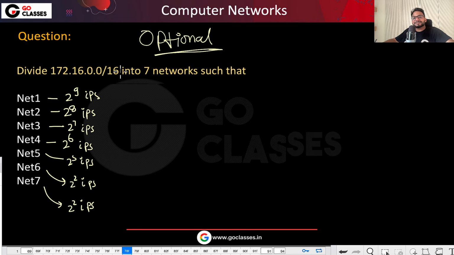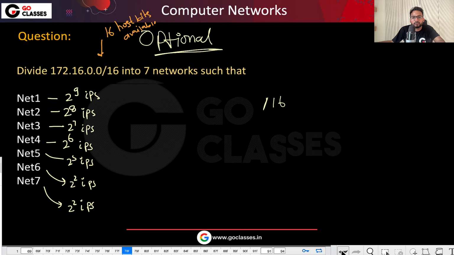So this is a slash 16 network, by the way. This is a very interesting question. One way is that you need 2 power 9 IPs, right? So 9 bits you need from the host ID part. Which means you have 16 host bits available with you, right? So I need just 9 bits. So 16 minus 9 will be how much? 16 minus 9 will be 7. So basically 7 bits you can use.